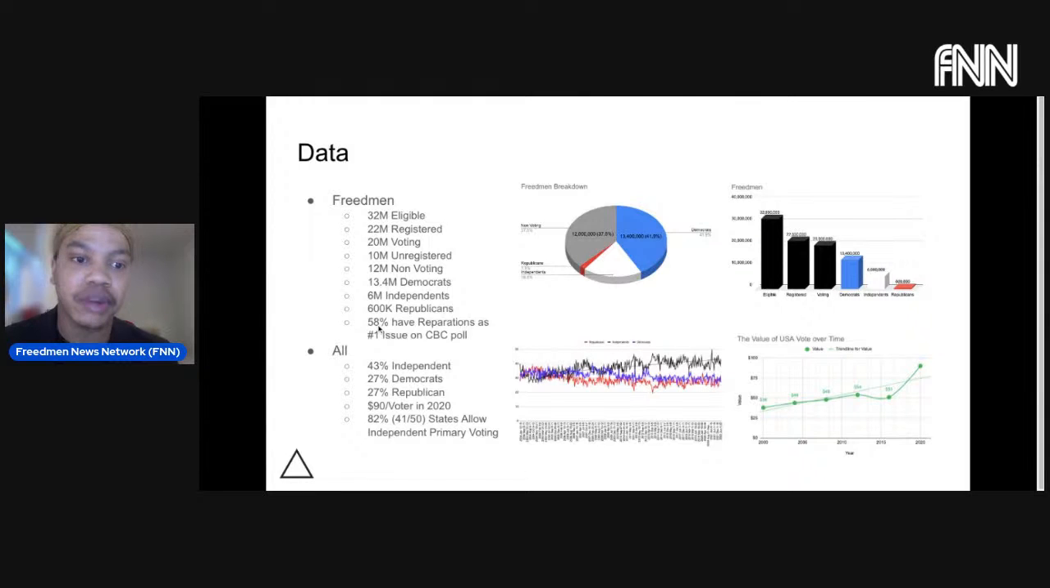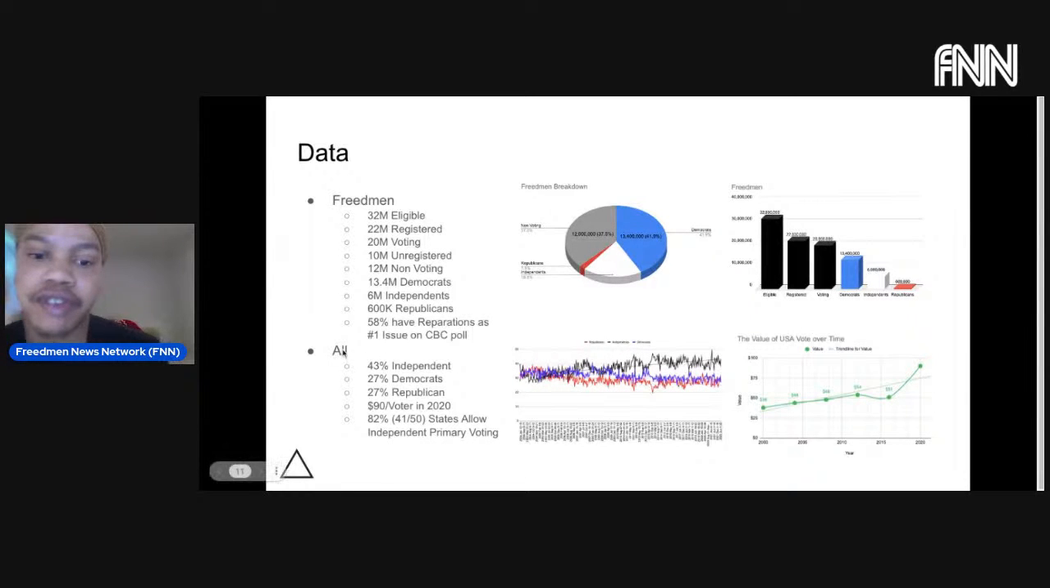In terms of the Congressional Black Caucus, they ran a poll in 2021, and 58% of the people that responded to their poll had reparations as their number one issue. So even 58% of Democrats, because the CBC is basically nothing but Democrats. So 58% of 13.4 million is about 6 million. So you could potentially have 6 million of the Democrats come over to the independents and vote in a third party for our own candidates.